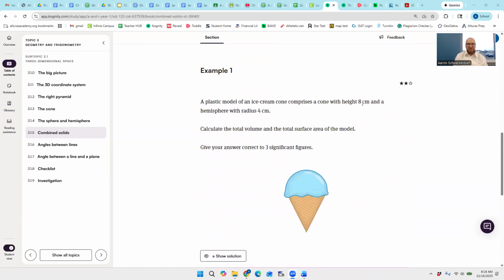So, okay, a plastic mold of an ice cream cone comprises a cone with height 8, a hemisphere of radius 4. Calculate the total volume. Volume of the hemisphere is 1/2 of 4/3 pi r cubed, where r is 4, plus volume of the cone, 1/3 pi.